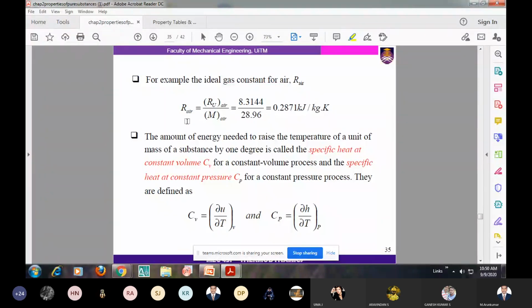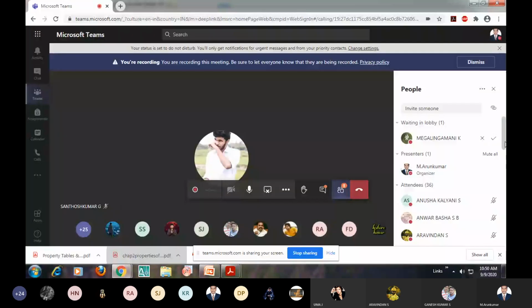Universal gas constant, the ideal gas constant, and the number of molecules. So we can get the ideal gas constant of air, which will be 0.2871 kilojoule per kilogram Kelvin. Just note down the units. In some other cases, they may use joule per kg Kelvin, and also kilojoule per kg Kelvin. So just be careful with the unit conversions.